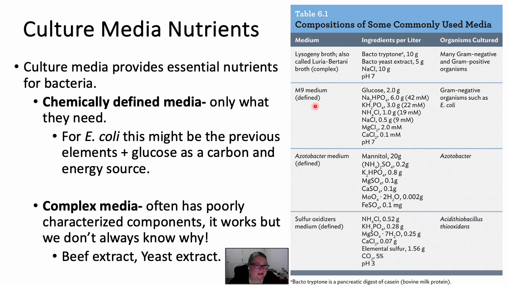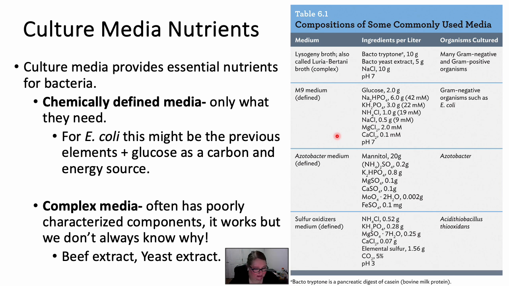This is what we know as a defined media. We know everything that goes into it and how much. In this media, we have 2 grams of glucose, 6 grams of sodium biphosphate, 3 grams of potassium biphosphate, 1 gram of ammonium chloride, and 0.5 grams of sodium chloride. We have 2 millimolar of magnesium chloride and 0.1 millimolar of calcium chloride. And we know that it's a pH of 7. We know everything that went into this.